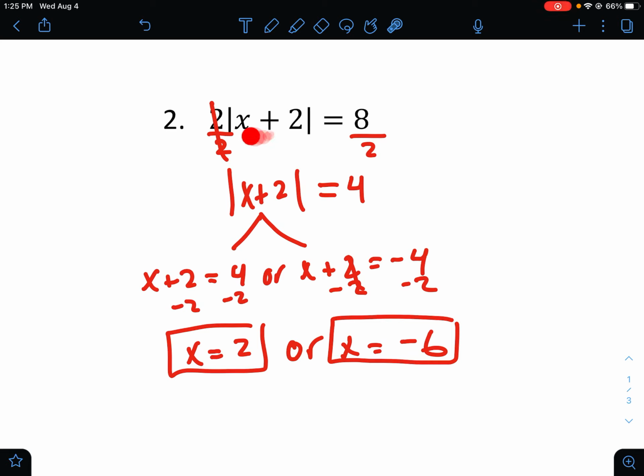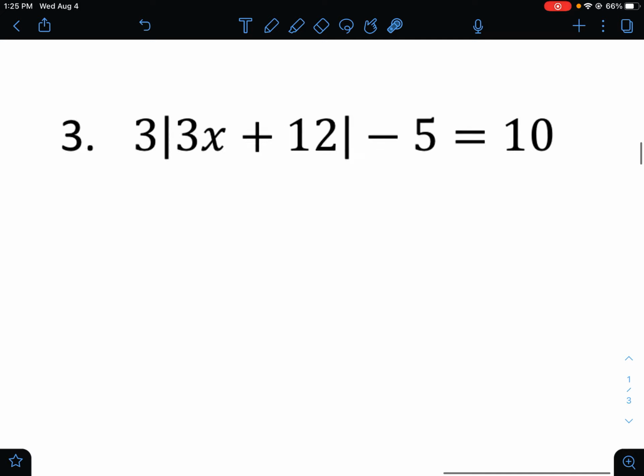I mean, I could put negative 6 into here. Negative 6 plus 2 is negative 4. The absolute value of negative 4 is positive 4, and 2 times 4 would be 8. But also, I could put a 2 in here. 2 plus 2 is 4. The absolute value of 4 is, well, 4, and then 2 times 4 is 8. So both of them actually work.